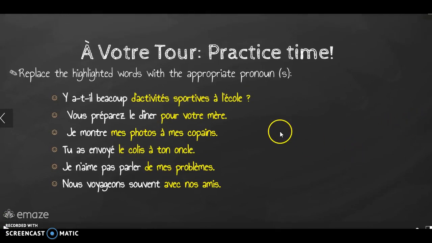Alors, this is your practice. Actually, this is your homework. So this is what you're going to do tonight. And we can go verify your answers tomorrow when I see you in class. So this is your job, is to replace the highlighted parts here in these 6 sentences with one of the pronouns that you guys have studied today in this lesson.